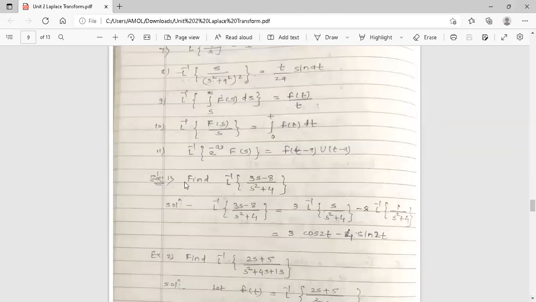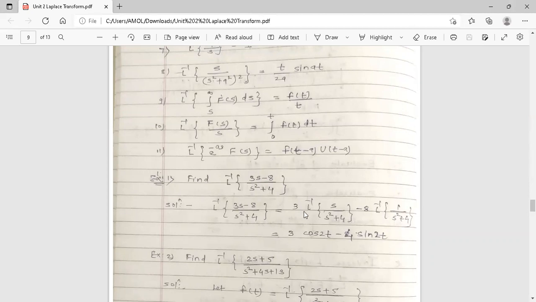Now example, find the inverse Laplace transform of 3s minus 8 upon s square plus 4. Now to separate both the terms, because in the numerator there are two terms, a subtraction of two terms, you separate both the terms here in the solution. Inverse Laplace transform of 3s minus 8 upon s square plus 4 is equal to 3, a constant, so we can write it inside the bracket, 3 into inverse Laplace transform of s upon s square plus 4 minus 8 into inverse Laplace transform of 1 upon s square plus 4.